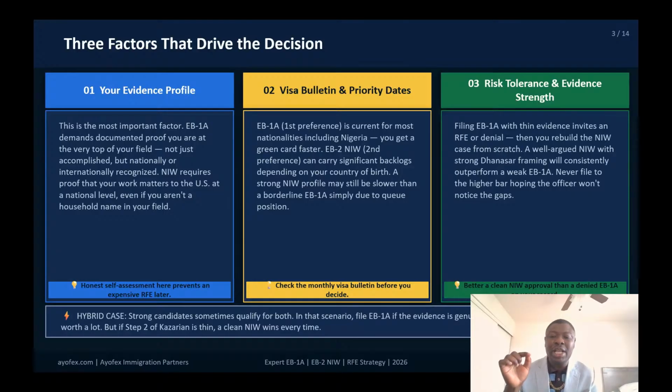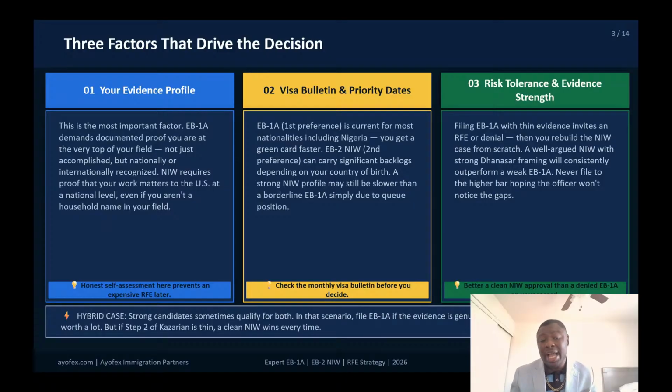Never file to the higher bar, hoping the officer won't notice the gaps. You see, what people do sometimes is that their EB-1 case is borderline, and then instead of strengthening their profile, they decide to file anyway, and then they begin to pray. No, why not strengthen your profile and then go for EB-1? Or if your profile is not strong enough, go for EB-2.